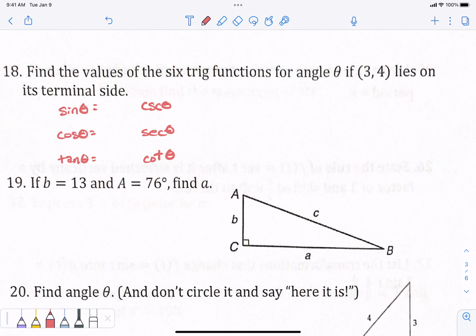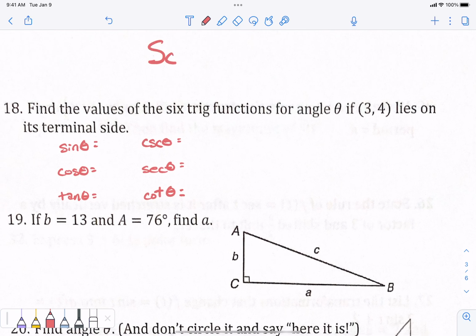Okay. All right, sine, cosine, tangent, cosecant, secant, cotangent. Here we go. Those are the 6 trig functions that we need. Put SOHCAHTOA at the top of your paper if you need to.